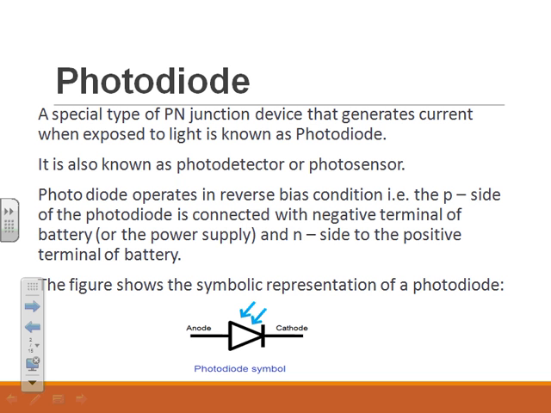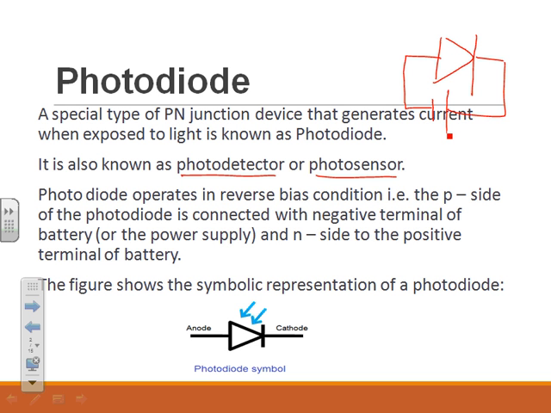It is also known as a photodetector or photosensor. A photodiode operates in the reverse bias condition. That means if this is a diode, the diode is working in reverse bias when positive is connected to negative and negative is connected to positive. This is the reverse bias condition. So here also the photodiode is working in a reverse bias condition.